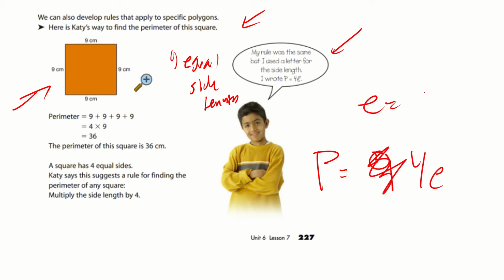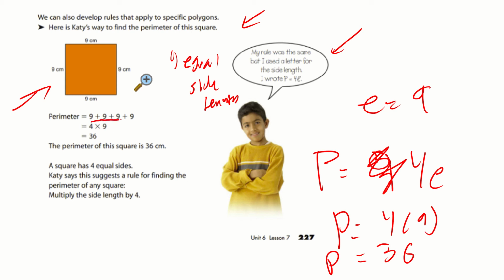Okay, E is represented by 9 because P equals 4 times 9, which is 36. That's one way of doing it when you're finding a square. The other way is you could just add 9 plus 9 plus 9 plus 9, which equals 4 times 9, which equals 36, or you could just do that. So the perimeter of this square is 36 centimeters.